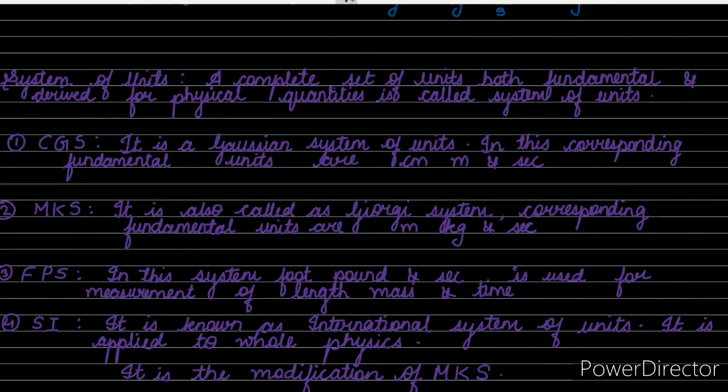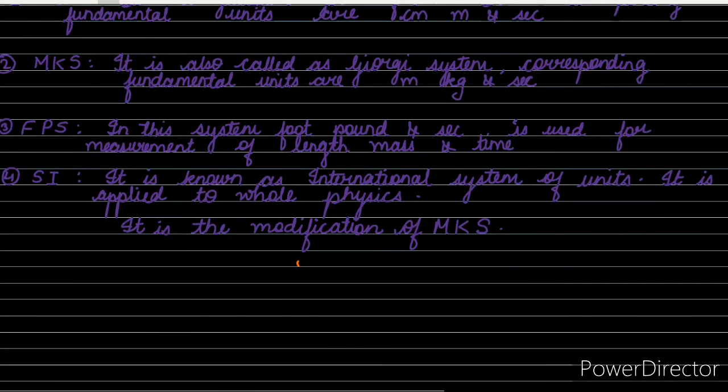Okay. Last but not the least, the SI system, the standard international system. It is known as the International System of Units. It is applied to the whole of physics. And we can say it is also known as the modification of the MKS system. The SI system is the modification of the MKS system, that is meter, kilogram, and second system.